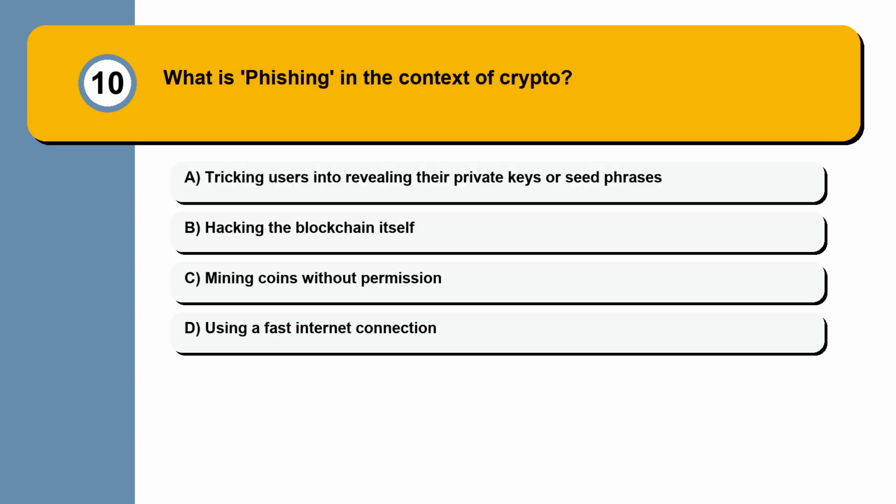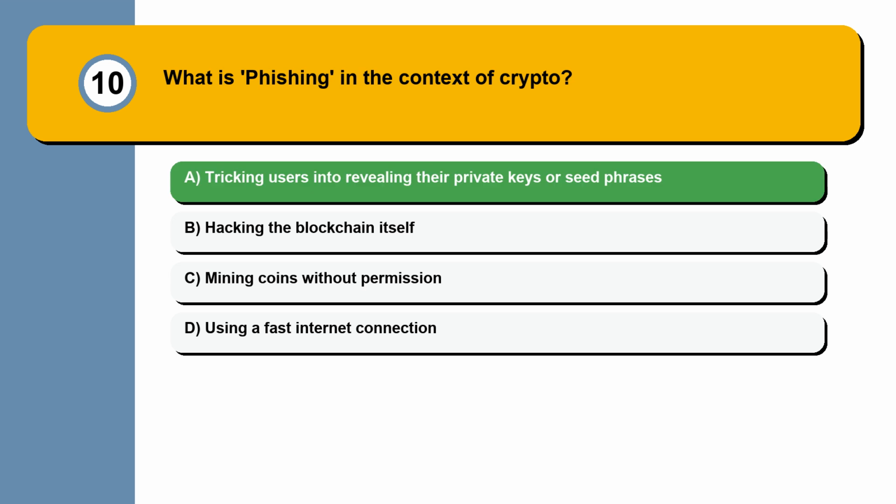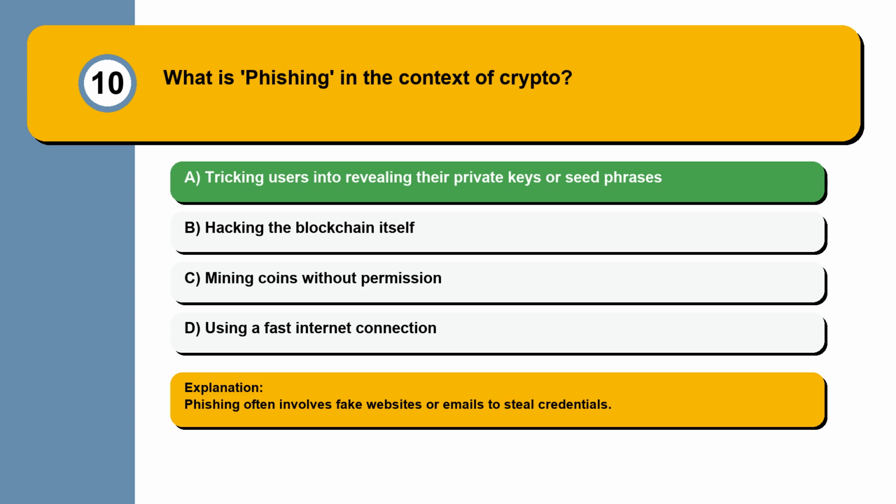Question 10. What is phishing in the context of crypto? Tricking users into revealing their private keys or seed phrases. Hacking the blockchain itself. Mining coins without permission. Using a fast internet connection. Phishing often involves fake websites or emails to steal credentials.